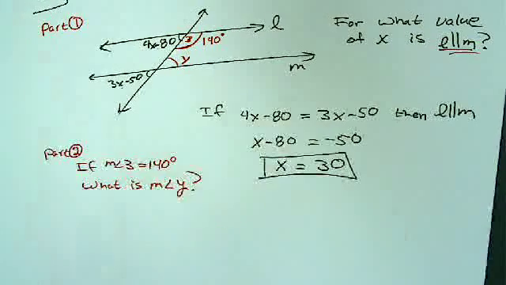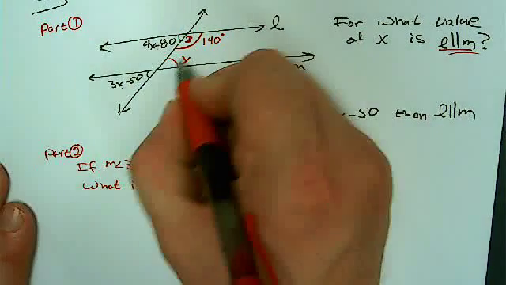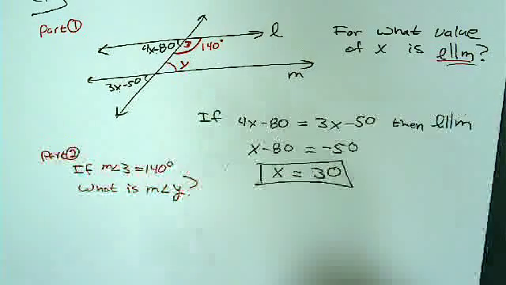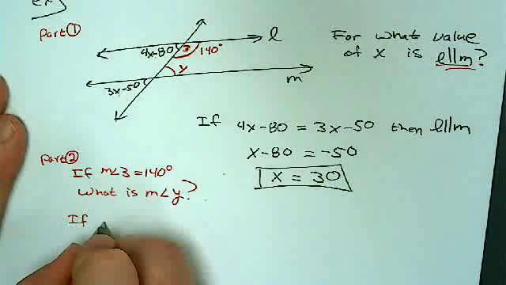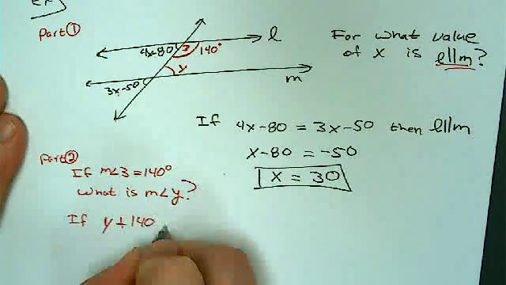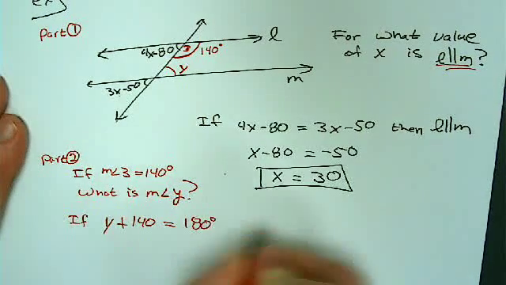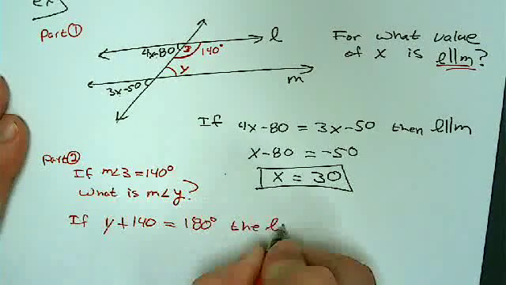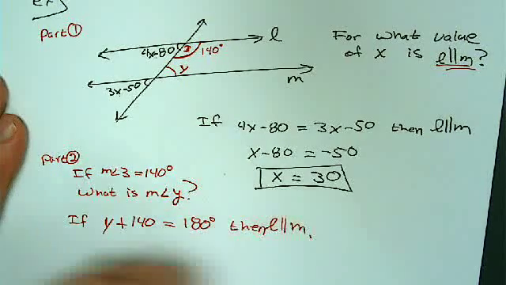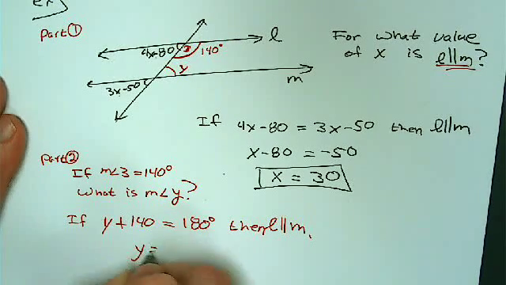40. Why? Same side interior. Okay, so these two ones in red would be same side interior, and if they're supplementary, so if y plus 140 equals 180, then the lines would be parallel. And then I do the math again, I get y is equal to 40 degrees.